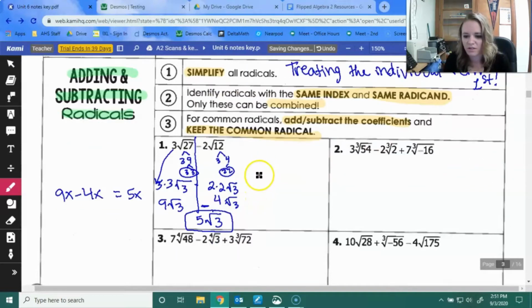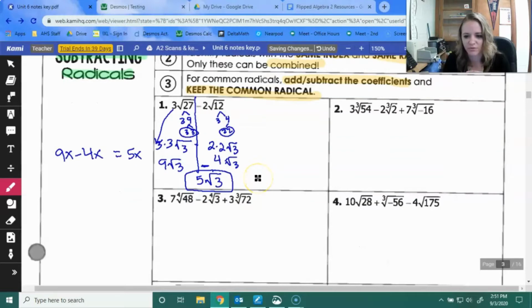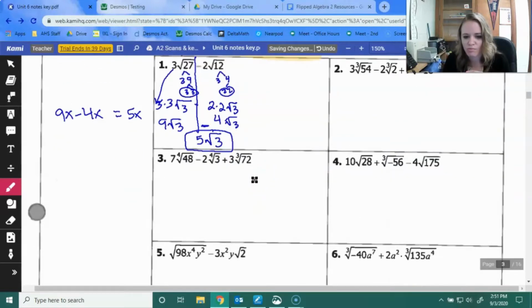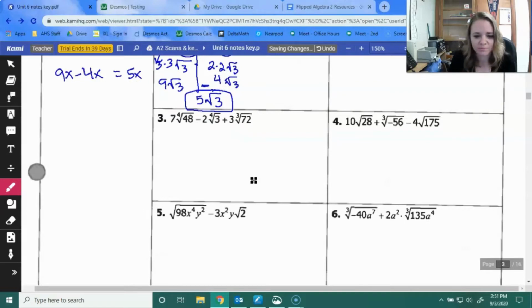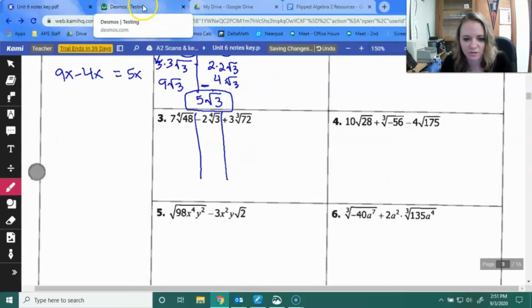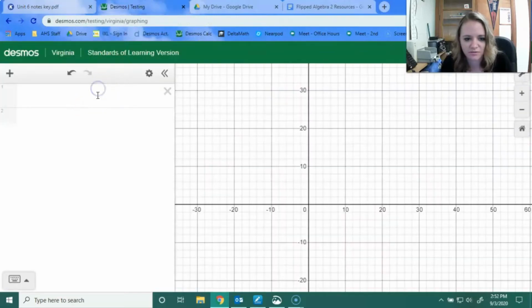Alright, let's also do number 3. Alright, treat each one as an individual. So I'm just going to draw a dividing line for 48. Let's go ahead and refresh our calculator skills on this. We'll just go ahead and do these ones in the calculator.